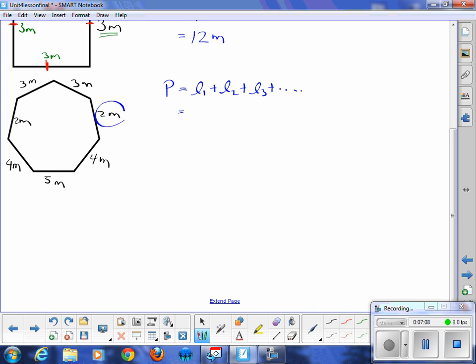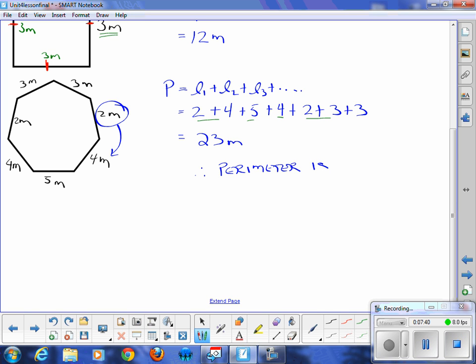I'm going to circle the one I'm starting on. I'm going to start with 2, and I am going to go the same way a clock goes, clockwise. So 2 plus 4 plus 5 plus 4 plus 2 plus 3 plus 3. Now you just have to enter that into the calculator. So what do we end up with? We have 6, 10, 15, 23. That's the final answer. So 23 meters. So therefore, our perimeter is 23 meters. And there we go.